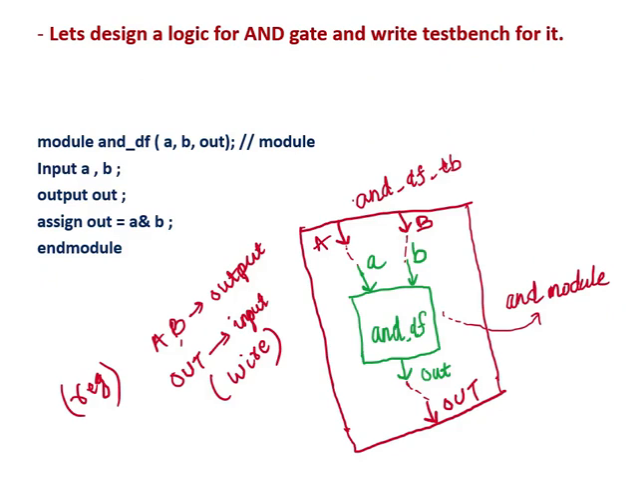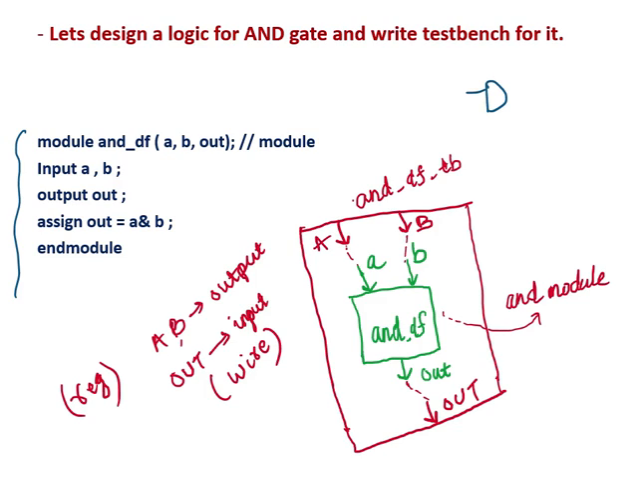Okay, let's design a logic for an AND gate and write a test bench. The simple example I have given here: this is an AND gate module, then the name, then A, B, out. This is the module name. These are the inputs, A and B, and one output. So this is a simple AND gate.